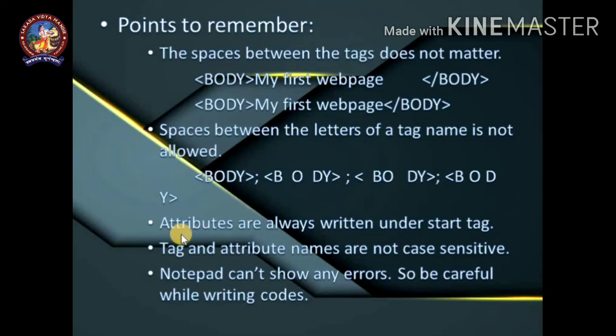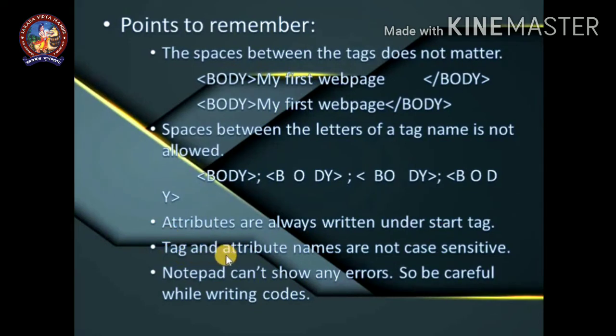As we have learned earlier, the attributes must be written inside the start tag. Tags and attribute names are not case sensitive. That means if you write in capital letter, small letter, it will work properly. And if you write in mixed case, that means suppose B in capital, O in small, it will work properly. Most importantly, as we are using Notepad, it cannot show any errors. Yes, so we have to be careful while typing the codes.